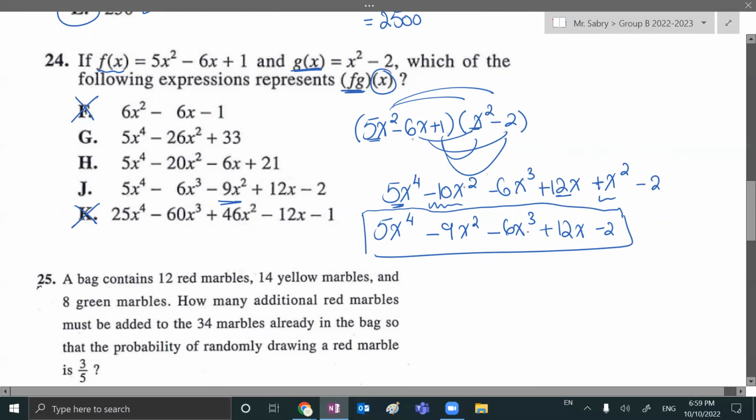I should put this one here and this one there because of the correct order. So J must be the correct answer.